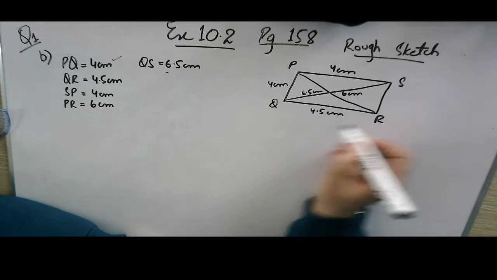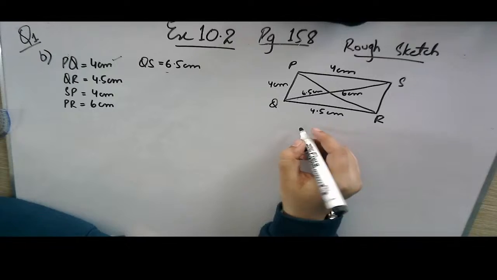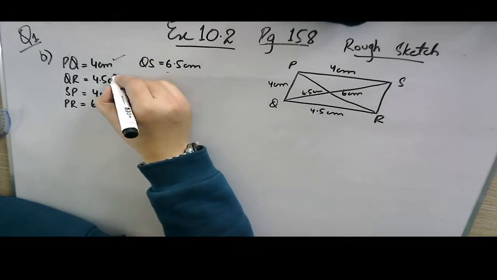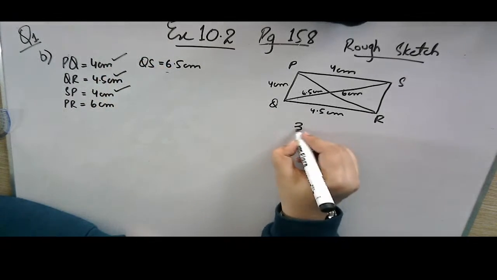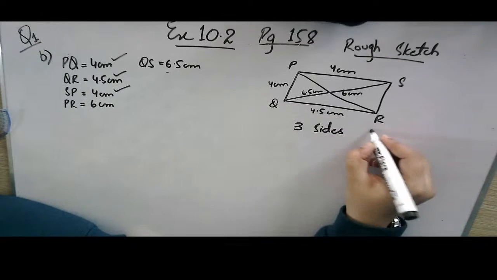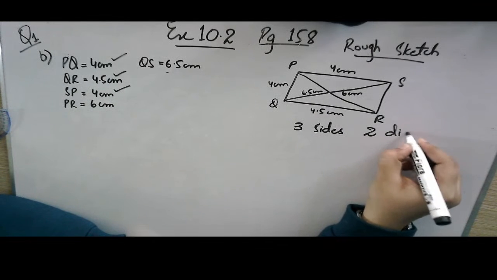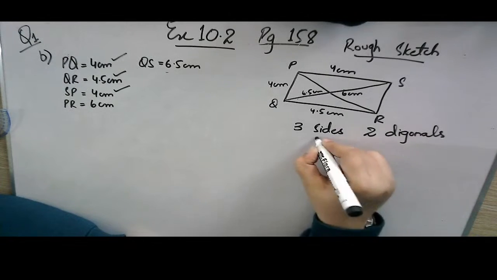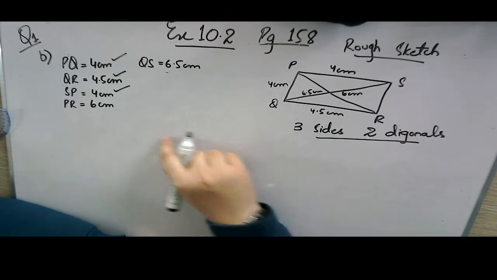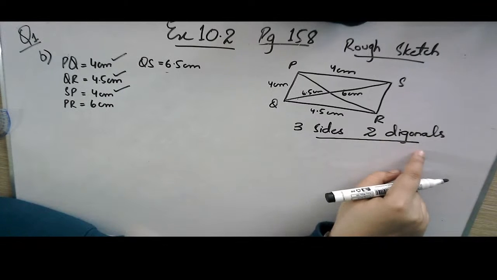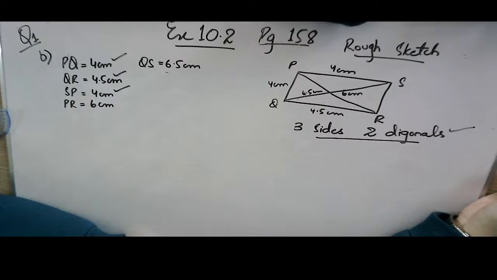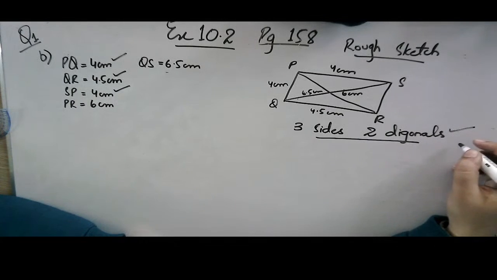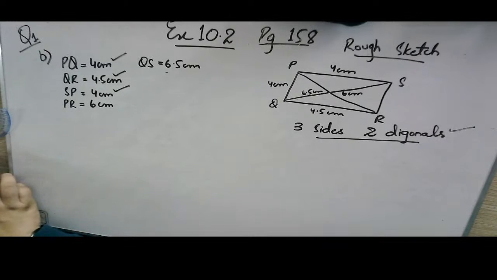So basically, students, we have three sides. The sides are PQ, QR and SP. There are three sides which are given, and two diagonals. Basically, the construction is on three sides and two diagonals. So we can construct the quadrilateral if we have three sides and two diagonals. So you have to mention three sides and two diagonals on the figure. Now how can we construct it?